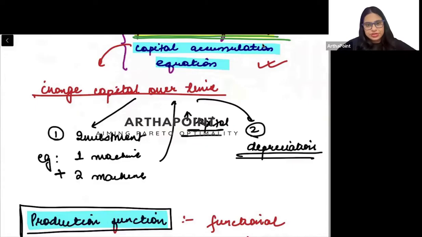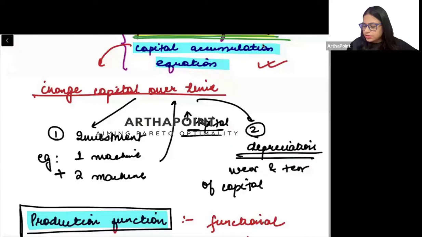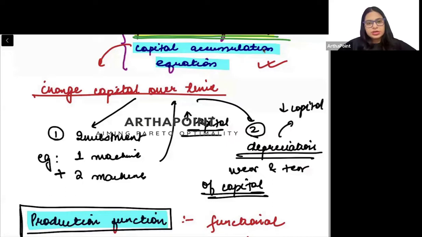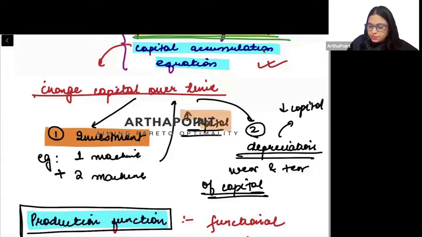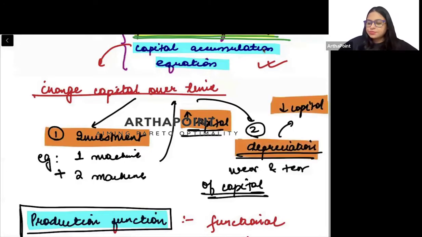The second reason why capital can change over time will be depreciation. Depreciation means wear and tear of capital. That means that there is going to be a decline in capital. Capital कम होने वाला है. So when there is depreciation of the capital, it is going to decrease the amount of my capital. Okay. So investment increases the amount of capital. Depreciation decreases the amount of capital.